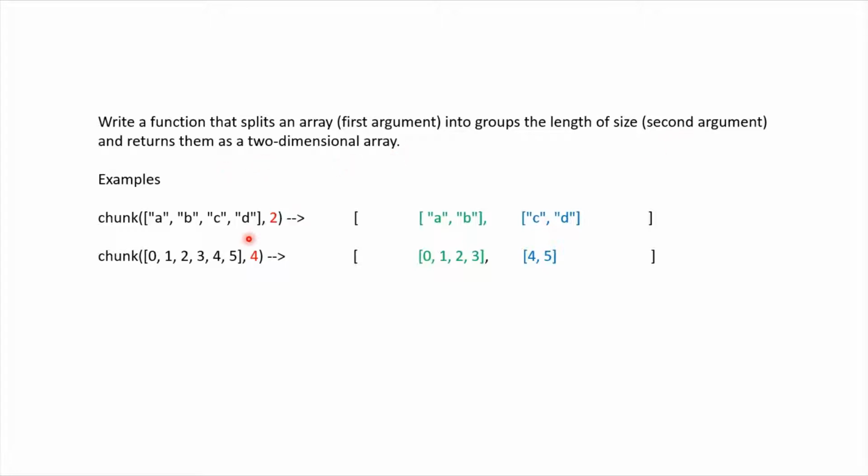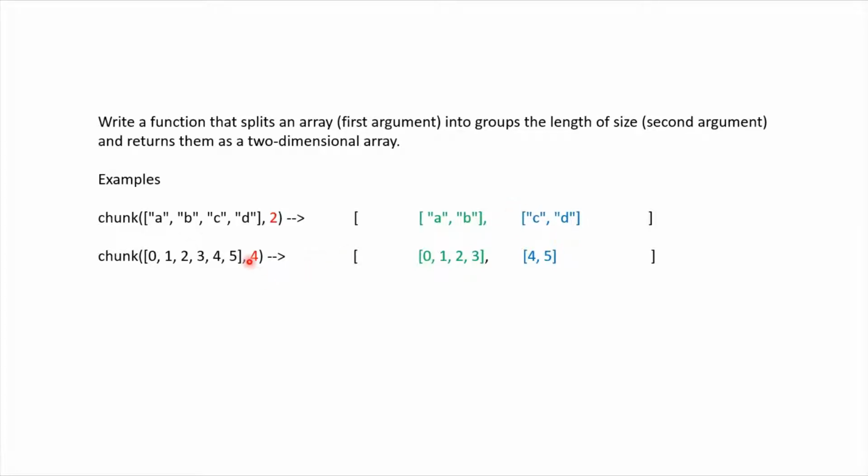And the examples we have here: in the first argument we have a, b, c, and d, and in the second argument we have 2, which is the size we need to split this array. So the result will give us two sub-arrays. In the first array we have AB, and in the second array we have CD. So there are two elements in each sub-array.